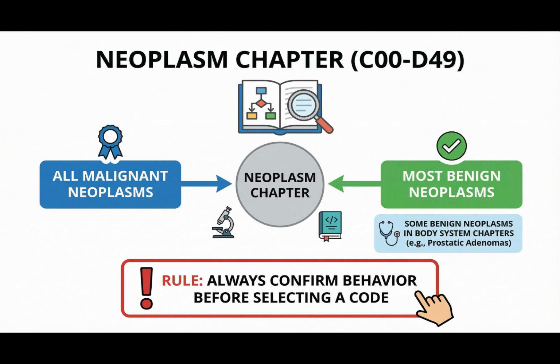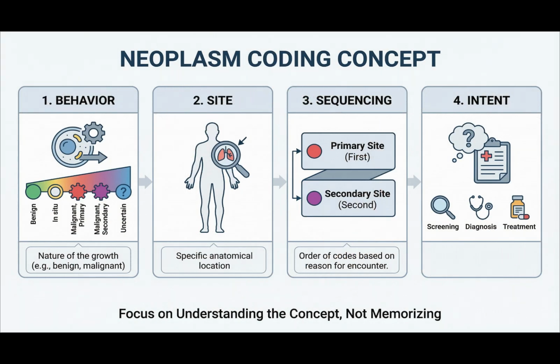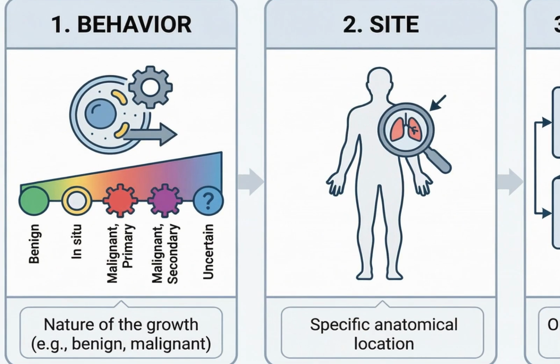That's why the first rule of neoplasm coding is simple but critical. Always confirm the behavior of the neoplasm before selecting a code. Behavior comes first because the correct chapter and the correct code depend on it. To code any neoplasm, there's one step you can never skip. You must first determine the behavior of the neoplasm. Ask yourself, is it benign? Is it in situ? Is it malignant? Or is it of uncertain behavior?